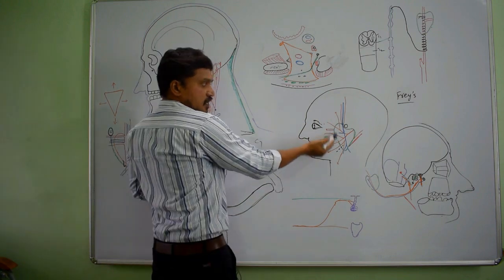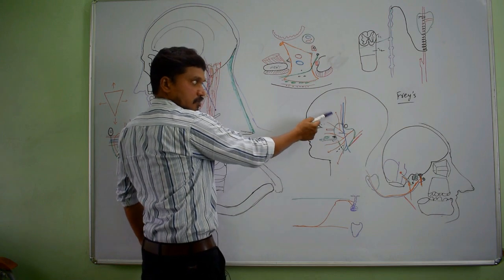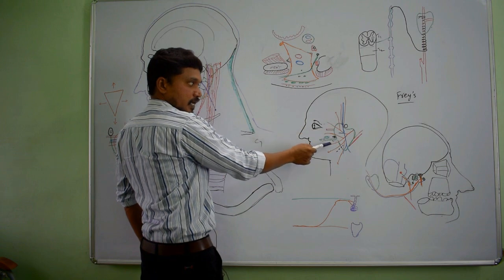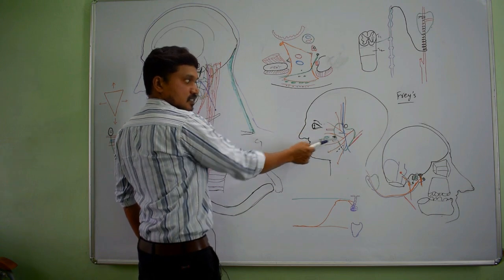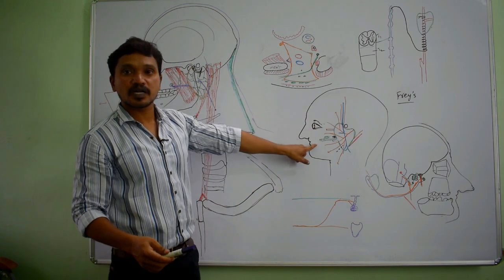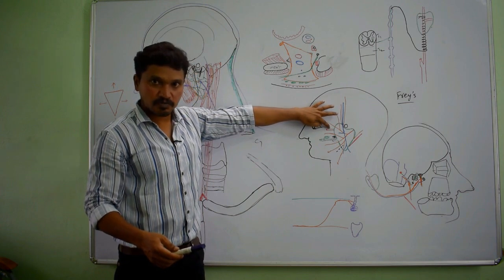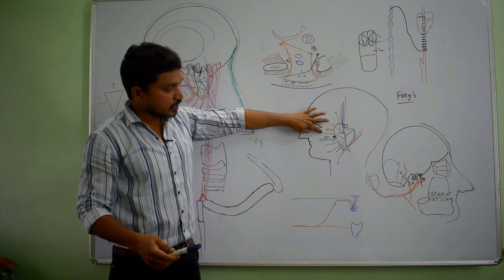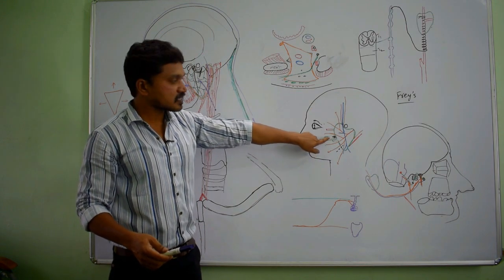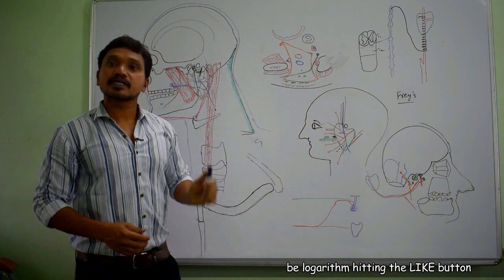Then anterior border relations. See here, cervical branch went with apex, temporal branch went with base. What are remaining? Zygomatic branch, buccal branch, marginal mandibular. But this buccal branch will be divided into upper buccal and lower buccal. So anterior border is related with the zygomatic branch, transverse facial artery, which of course is a branch from the superficial temporal. Then upper buccal, parotid duct, lower buccal, marginal mandibular. If it is present, accessory gland will be there. Clear? So these are the anterior border relations.